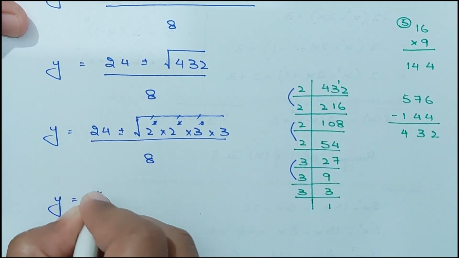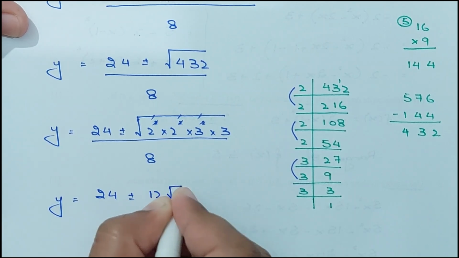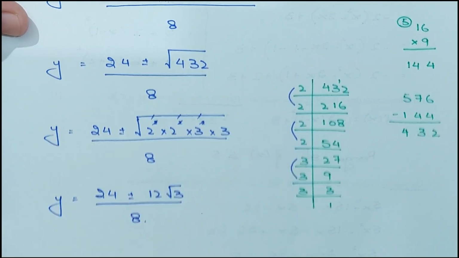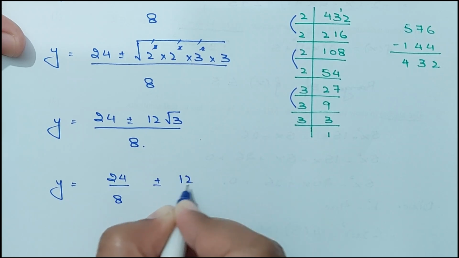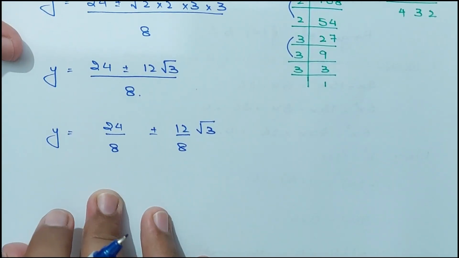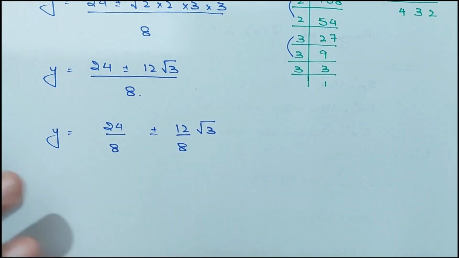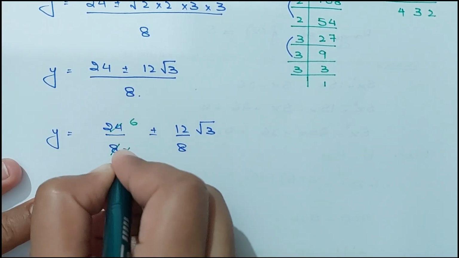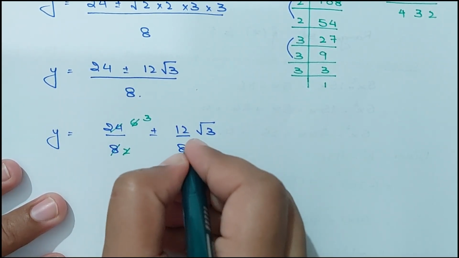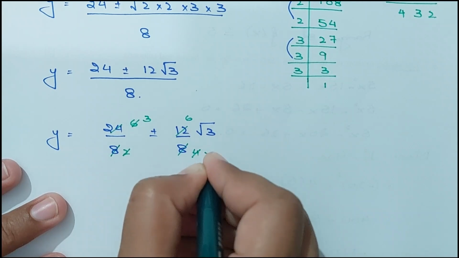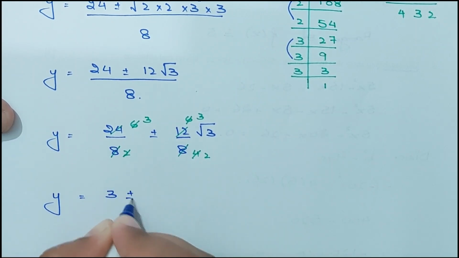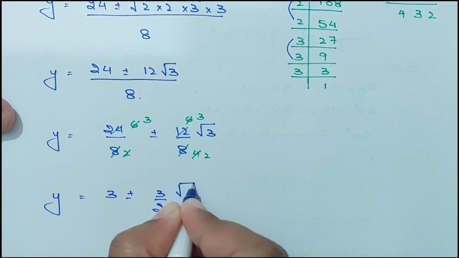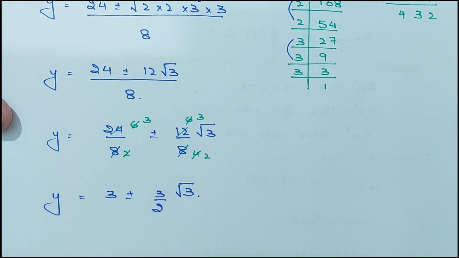So y is equal to (24 plus or minus 12 root 3) divided by 8. So y would be equal to 24 by 8 plus or minus 12 by 8 root 3. Simplifying further, 24 by 8: 8 times 3 is 24, and 12 by 8: 4 times 2 is 8, 4 times 3 is 12, so that would be y equals 3 plus or minus 3 by 2 root 3. That would be the exact distance between the 2 points where the curve cuts the y-axis.